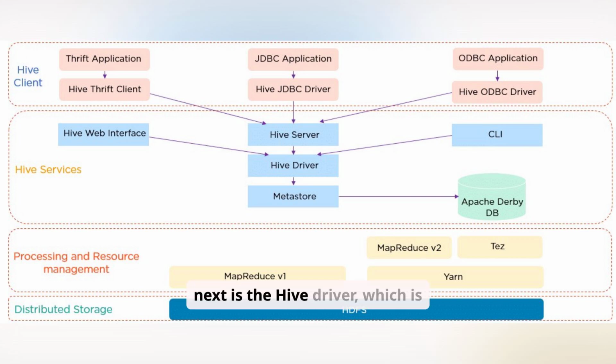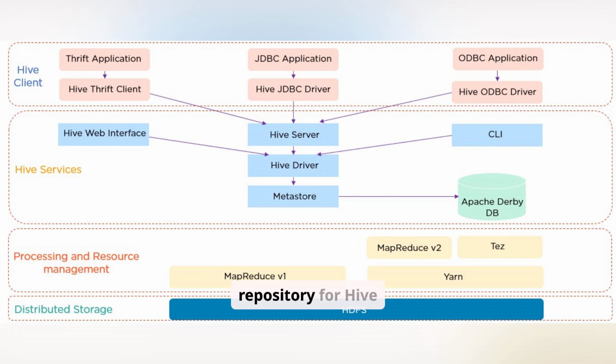Up next is the Hive driver, which is responsible for all the queries submitted. It performs 3 steps internally. Compiler: the Hive driver passes the query to the compiler where it is checked and analyzed. Optimizer: it provides an optimized logical plan in the form of a graph of MapReduce and HDFS tasks. Executor: in the final step, the tasks are executed.